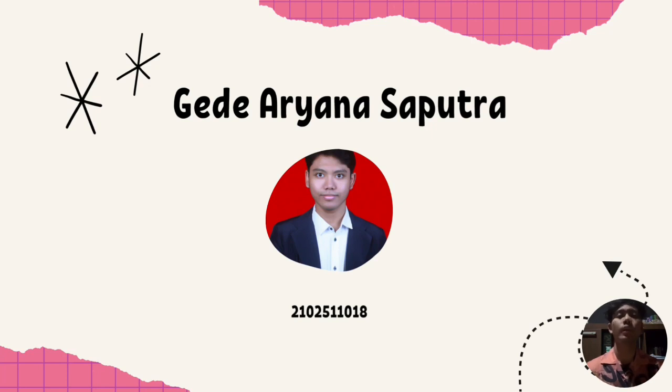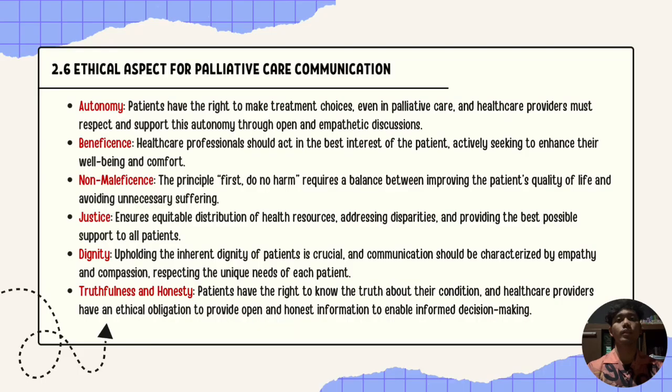My name is Gede Aryana Saputra with the last three digits of my NIM 018, and I would like to discuss with you about the ethics in palliative care communications. There are six main principles in ethics in palliative care communications. The first one is autonomy, where patients have the right to make treatment choices even in palliative care, and healthcare providers must respect and support this autonomy through open and empathetic discussions. Beneficence: healthcare professionals should act in the best interest of the patients, actively seeking to enhance their well-being and comfort.